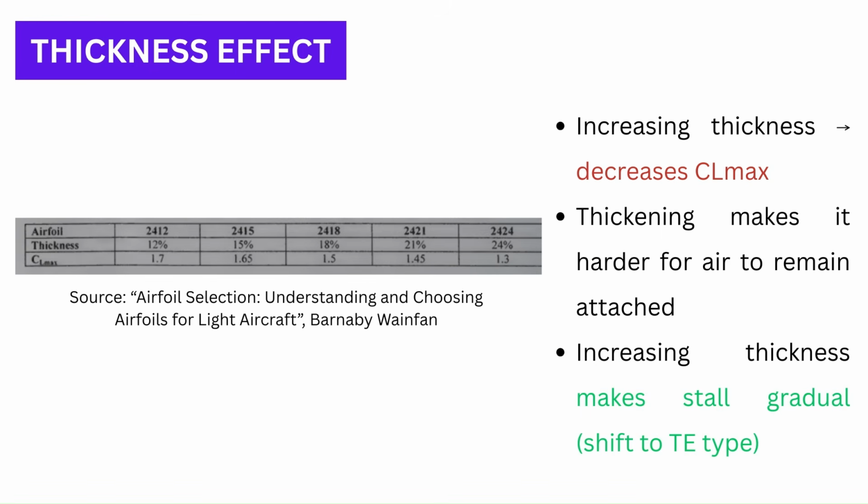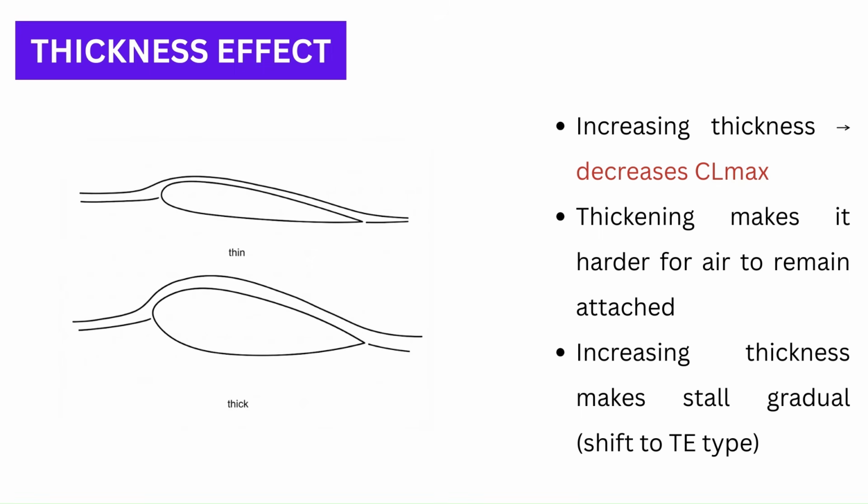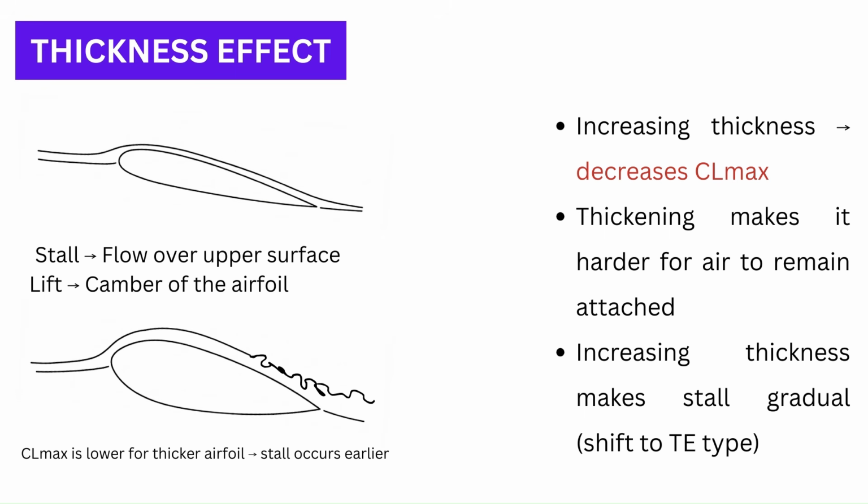Thickness effect. Increasing the thickness decreases the CL max of the airfoil. This is because, in case of a thicker airfoil, the air flowing over the surface must travel farther and turn more as compared to that of a thin airfoil. This leads to the air separating at a lower angle and therefore, the thicker airfoil stalls before the thinner one. The stall is governed by the way the air flows over the upper surface while the lift is controlled by the camber of the airfoil.